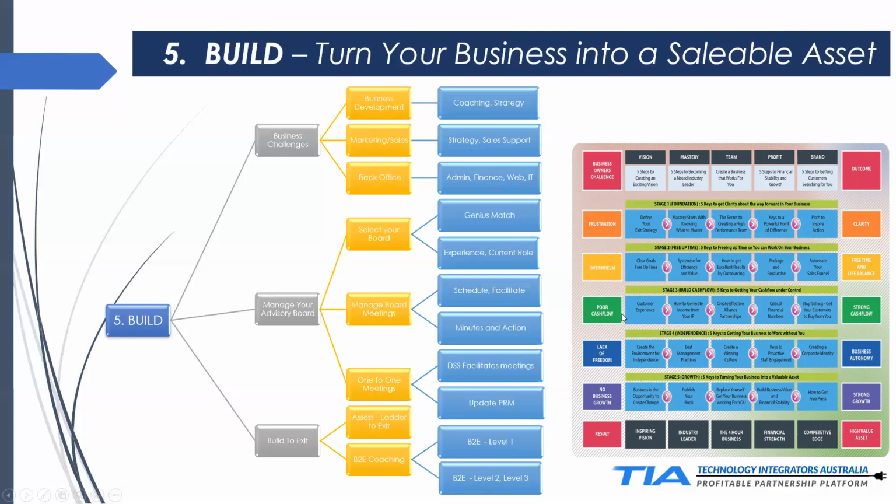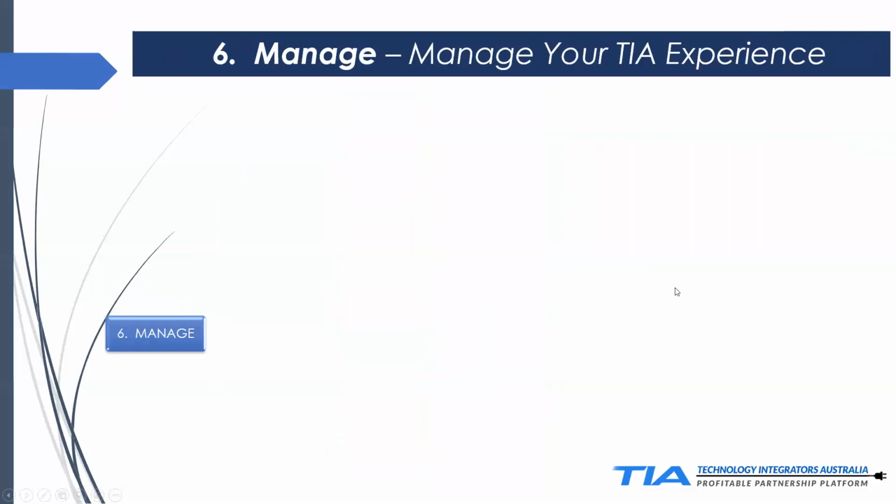And so we've got different levels within the build to exit system. The first level is fairly low cost and doesn't take a lot of time, but basically gets you on the path to freeing up time and generating more cash so that you can start to work more on your business and go to levels 2 and 3, where you engage more with the coaching ecosystem that we'll be putting together as part of build to exit.